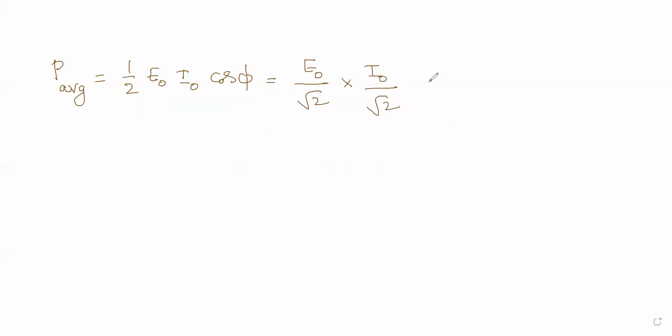The next part is, average power we got half E naught I naught cos phi. This we can write as E naught by root 2 into I naught by root 2, since root 2 into root 2 is 2. So we'll write cos phi here. E naught by root 2 is ERMS, I naught by root 2 is IRMS, multiplied by cos phi.